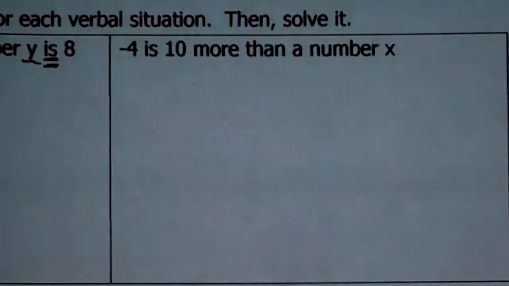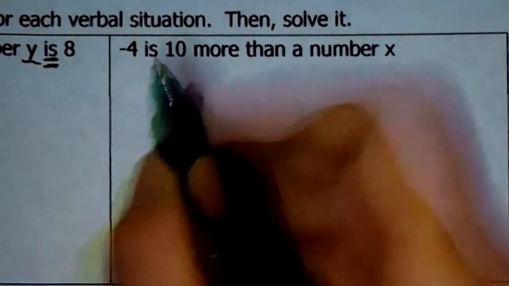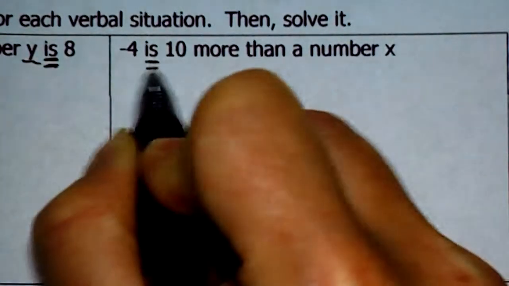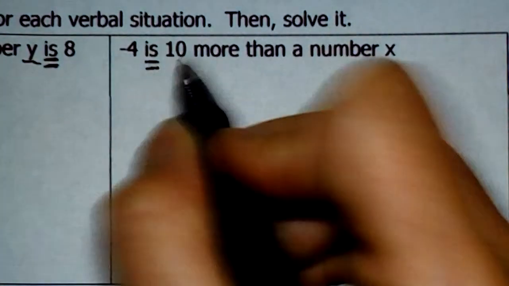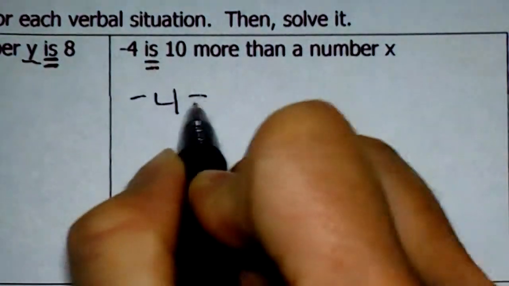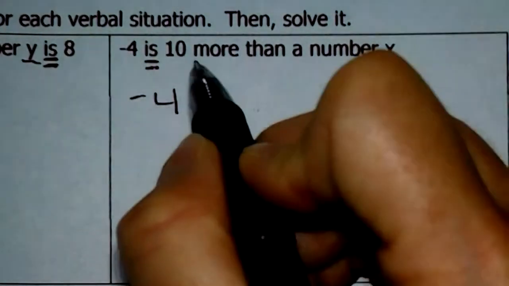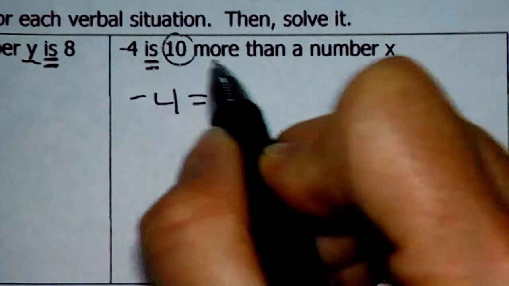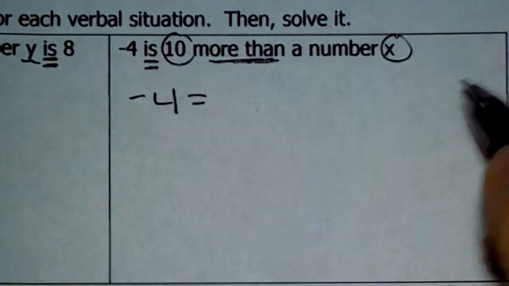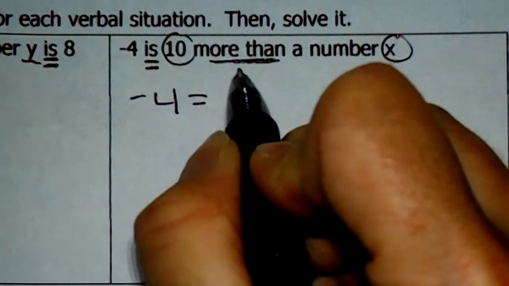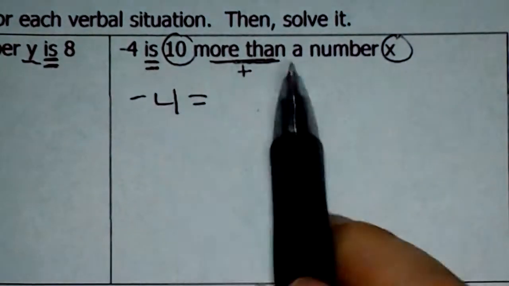Okay, next one. It says negative 4 is. Well, right there I see the word is. I know that means equal sign, right? And it says negative 4 is. So negative 4 equals. And this says 10 more than x. More than means addition, right? So 10 more than x.